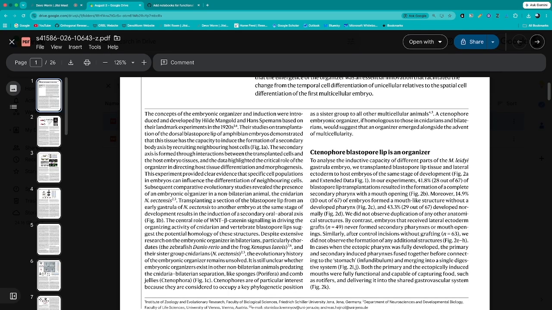So this is a process where you have this body axis that's already established or is being established. You add in this inducer, and it's able to take host cells, pull them into this new process, and have a secondary organizing function. So the secondary axis is formed through interactions between the transplanted cells in the experiment and the host embryo tissues, and the data highlighted the critical role of the organizer in directing host tissue differentiation and morphogenesis. This experiment provided clear evidence that specific cell populations in embryos can influence the differentiation of neighboring cells.